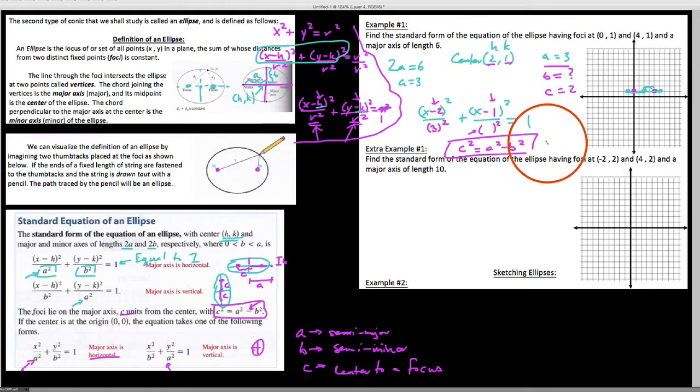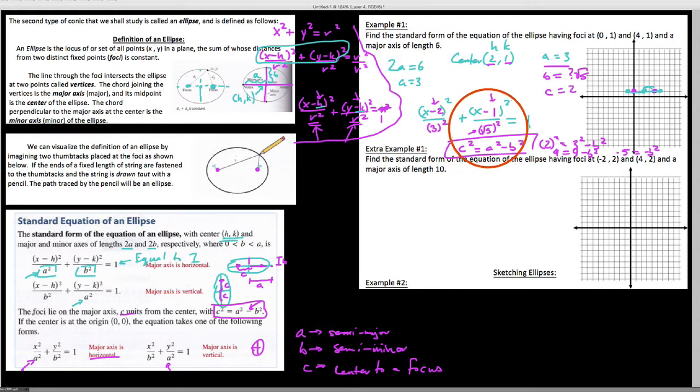And we could say that 2 squared, which is our c squared, is equal to a squared, which is 3 squared, minus b squared. So we would get 4 equals 9 minus b squared. If we subtract 9 from 4, we get negative 5 equals negative b squared. So b is equal to the positive square root of 5.